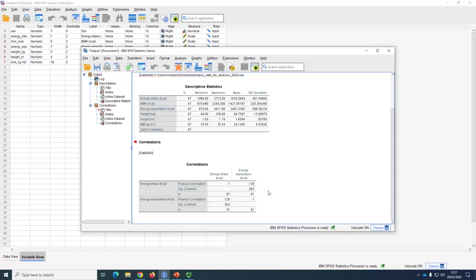Energy intake correlates with energy expenditure 0.128. That's useful as an R value. That tells us the strength and the direction of that relationship. So that's fine. Now notice here, those bottom 3 rows are this information, but in reverse. So you don't need this stuff. That's useless to us, because we've already got your result. Don't need to worry about that one.